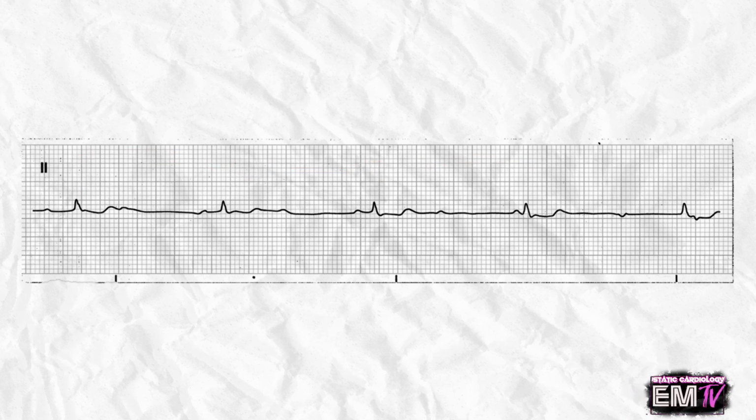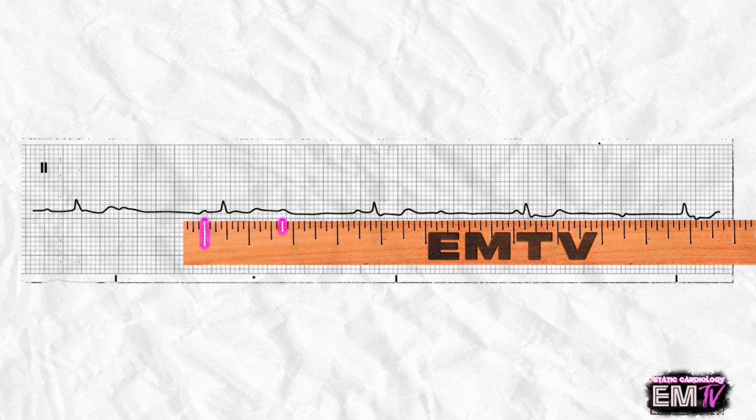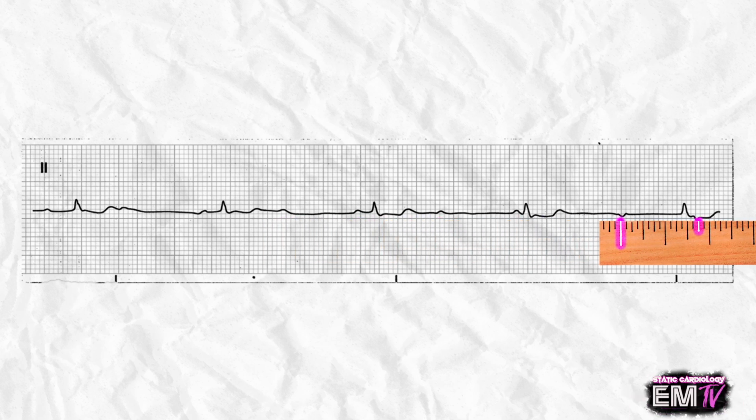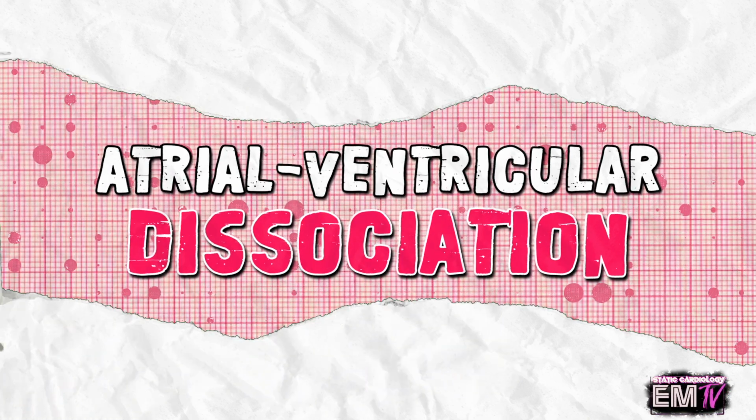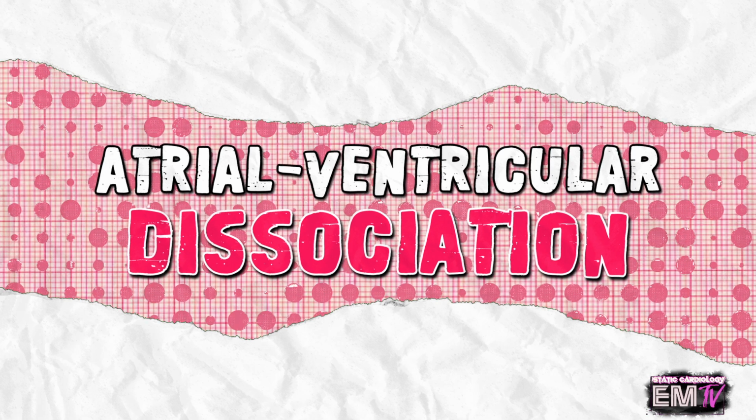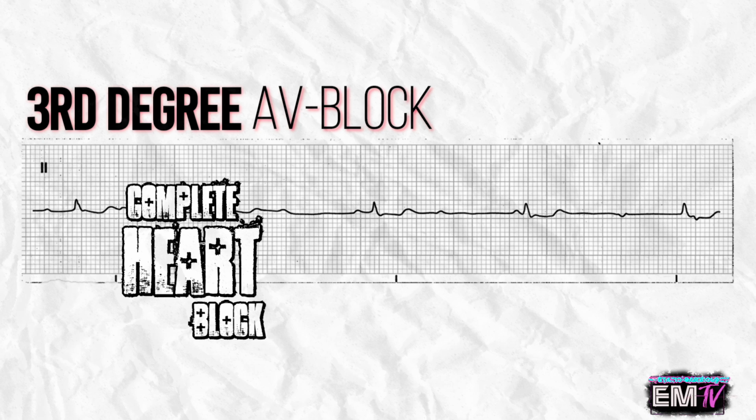Based on the fact that I have some extra P waves here, I know that this is some sort of AV block. I'm going to take out my trusty ruler and see if my P waves are lining up. So as you can see, there's a distinct P to P interval that is completely separate from the R to R interval, meaning that there is an atrial ventricular dissociation occurring here. Because of this, I'm going to diagnose my rhythm as a 3rd degree AV block, or a complete heart block.